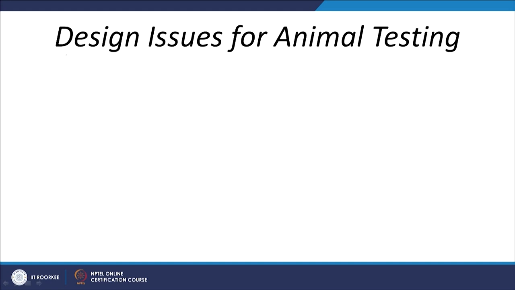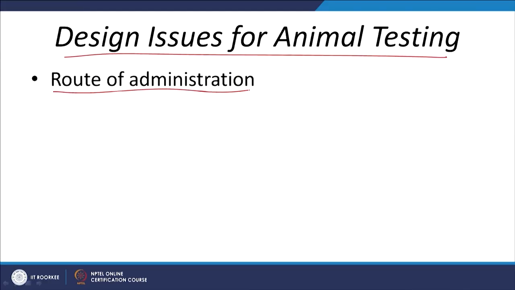So, what are some of the design issues for animal testing? You want to mimic what you would expect out there in nature. Let us look at that. Route of administration is an issue: you want to look at what routes of administration humans would be facing and keep the route of administration the same in the animals. If you are looking at, let us say, contact through the skin, the same case needs to be replicated on the animals.